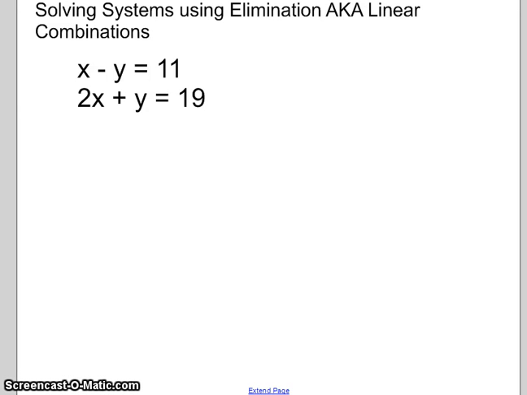Okay, now we're going to talk about our third method for solving systems. It's called the elimination method, also known as linear combinations. Okay, solving by linear combinations.